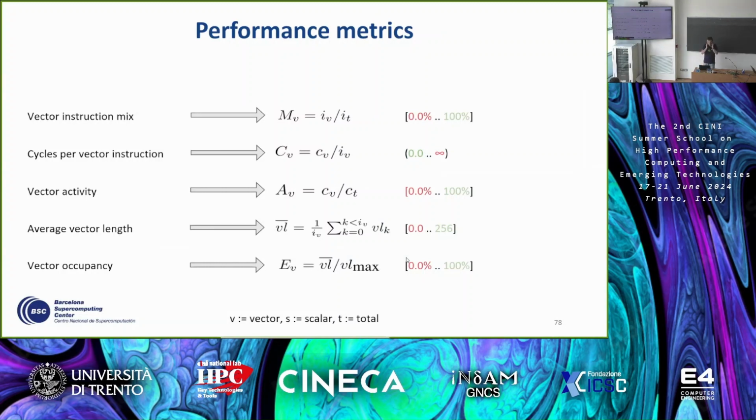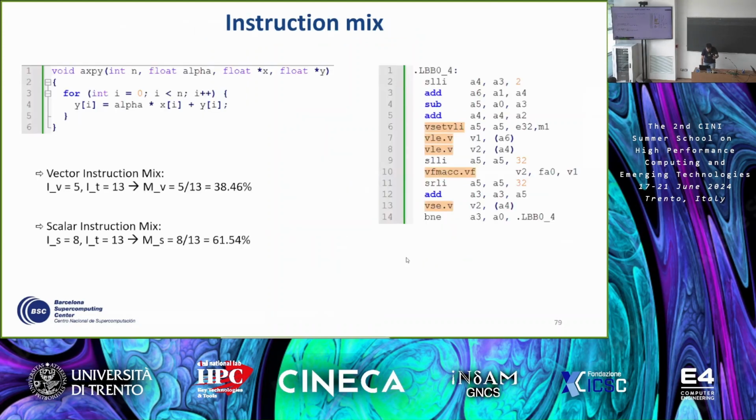Performance metrics. Let's go with instruction mix. Here I have the AXPY code that I showed you before. This is the vector implementation of the AXPY. In orange, you have the instructions that are vector instructions. They start with V. The rest are scalar instructions. So if we want to measure how many vector instructions there are over the total, we call it the vector instruction mix.